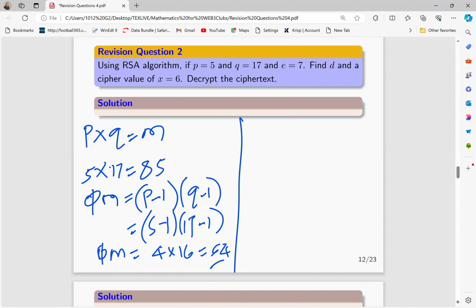The Euler phi has been given, so yes. E is 7, so we need the inverse of 7. M is 64.